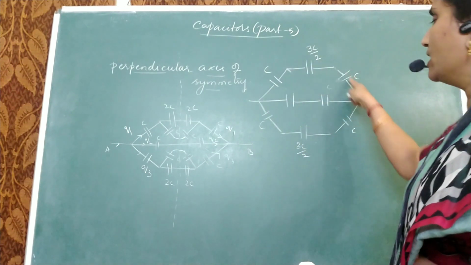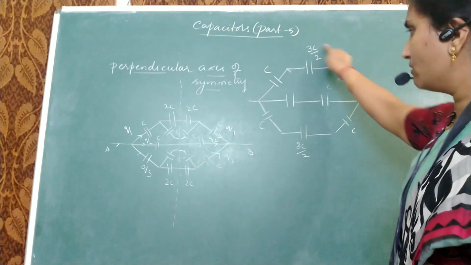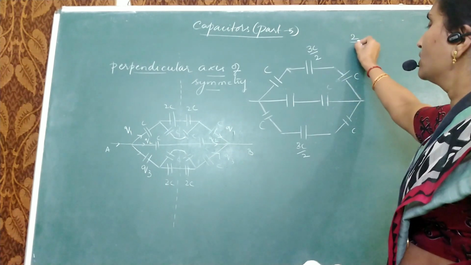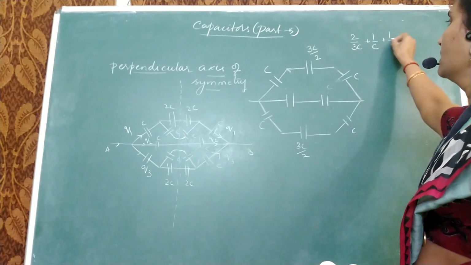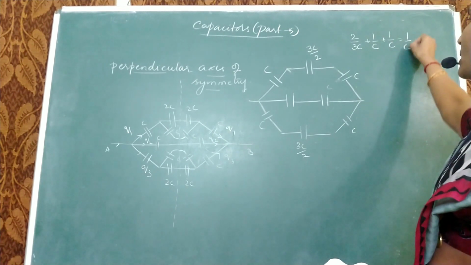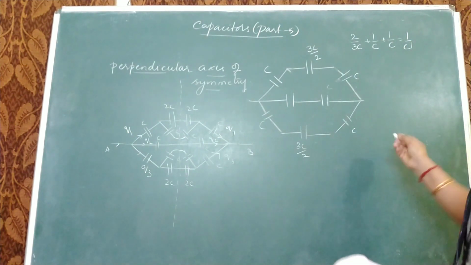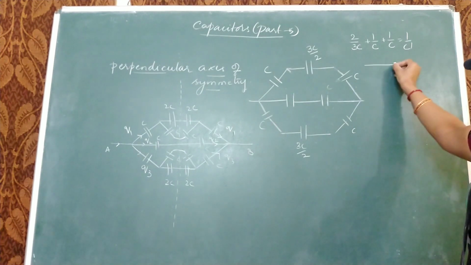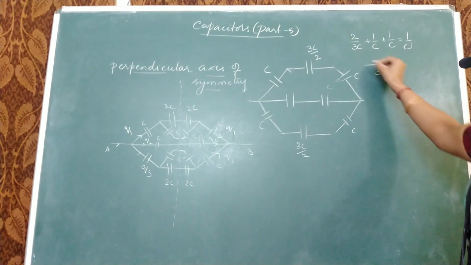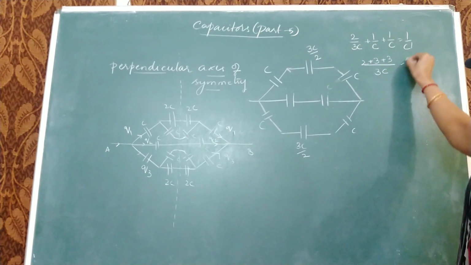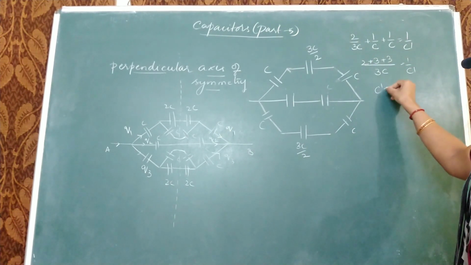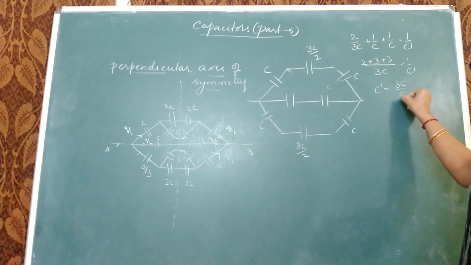Now observe all the three are in series. So what will be the equivalent capacitance of this? Reverse the fractions: 2 by 3C plus 1 by C plus 1 by C. I will call it 1 by C dash. So find out what is the value of C dash. Take LCM: 3C, 2 plus 3 plus 3. So C dash comes out to be 3C by 8.